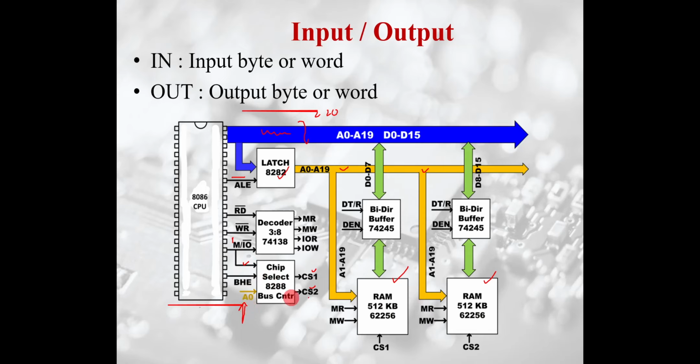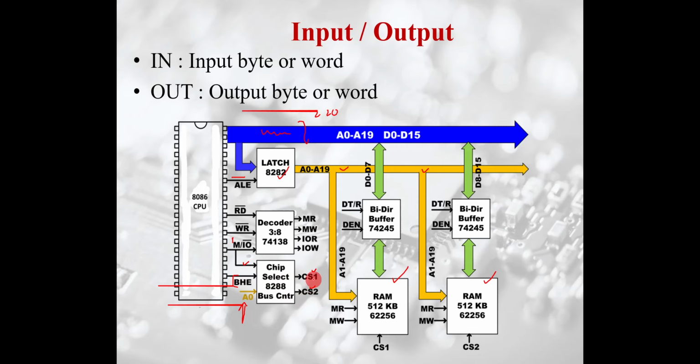So accordingly, suppose I want an operation, because 8086 can read or write either 16-bit data or 8-bit data. So whenever I am addressing a 16-bit data, the bus high enable signal also goes high. So in that case, both the chips will be selected. So these are the three signals which are required to select the chip.